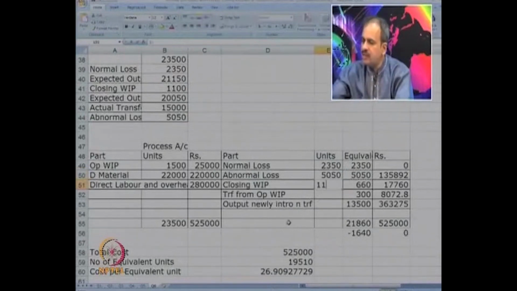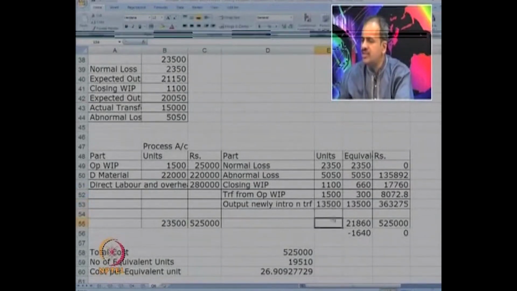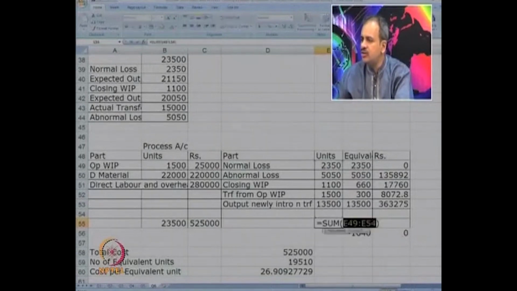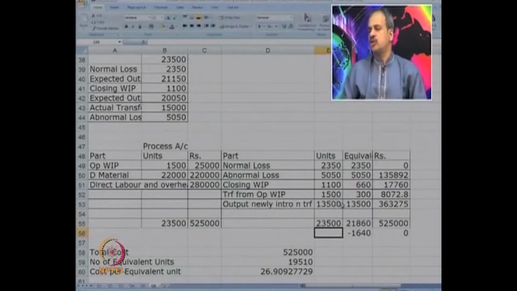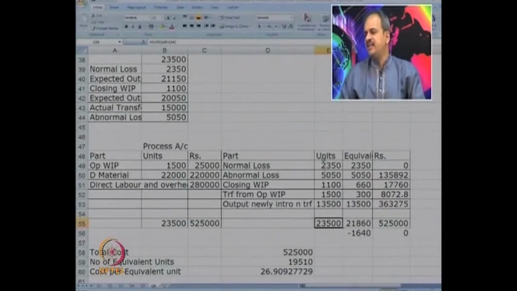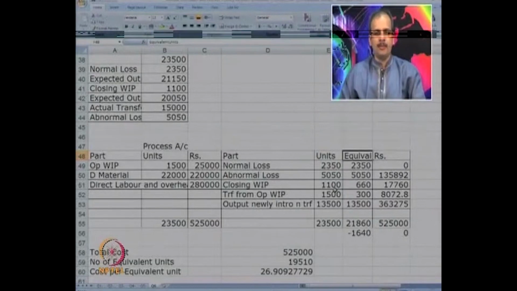In case of closing WIP, number of units are 1100. Here it is opening WIP units transferred are 1500 and 13,500 are the actual units which are newly introduced and transferred. So we get a sum of 23,500. These are the actual units, whereas these are the equivalent units. Are you getting me? Or there is any doubt?